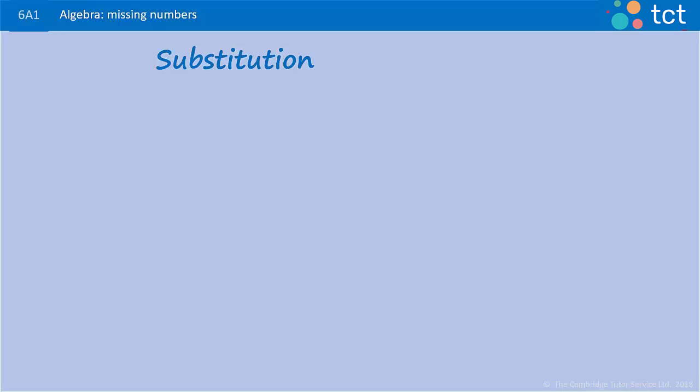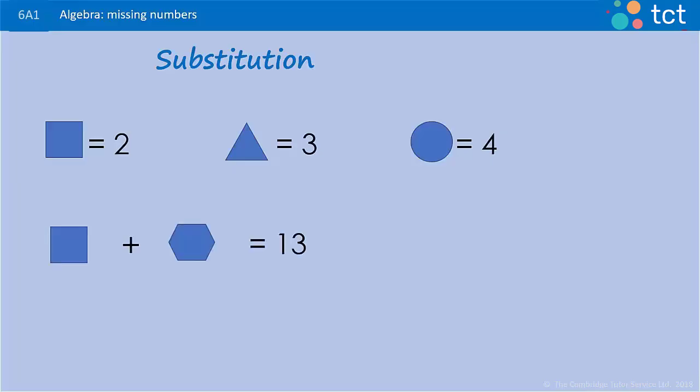We're going to start with looking at substitution. Here you're being told what each symbol represents, and this is called substitution because generally there will be a shape in there where you can substitute the number for the shape.